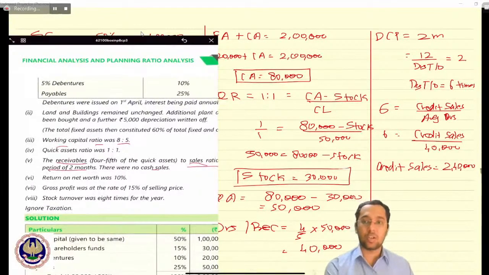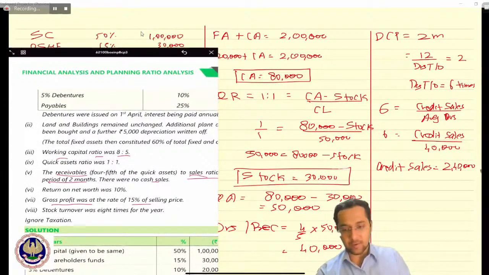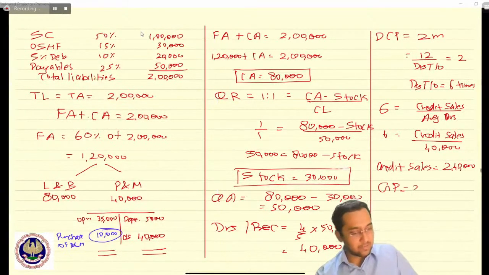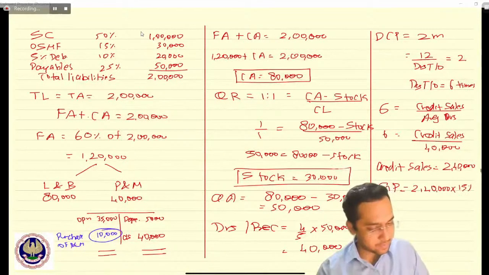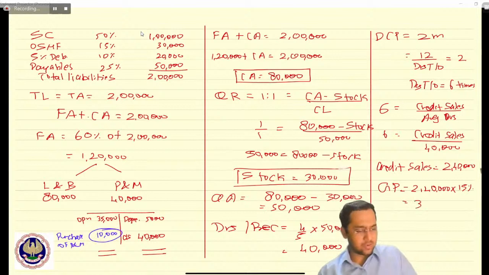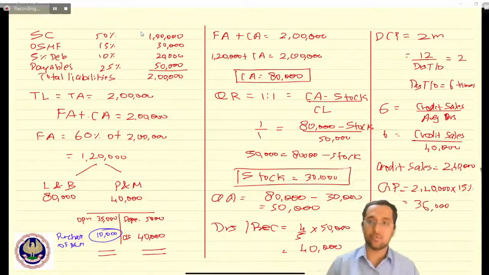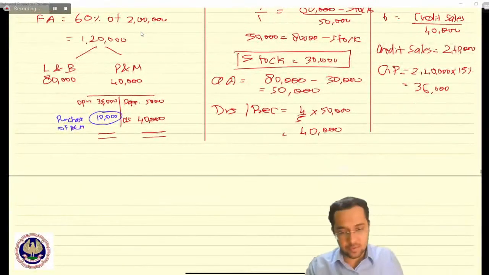Next ratio, we say return on net worth was 10%. So return on net worth, for that we have to compute the net worth first. But I can use this GP ratio. GP ratio is 15% of selling price. So we can get our GP, which is 2,40,000 into 15%. Ideally, it should be 36,000. Got the GP.